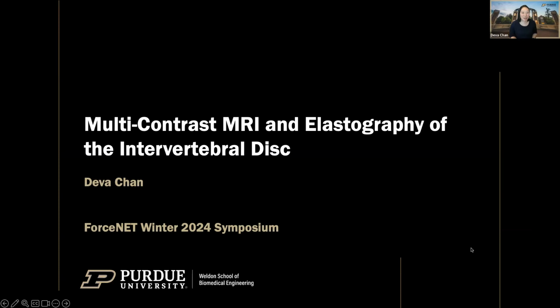Well, today I'm going to talk about a little sliver of all of that material that was in the introduction, and that's primarily going to be multi-contrast MRI and elastography of the intervertebral disc. This will mostly focus on one of our most recent papers. It's currently under review and in preprint as well, if you want to take a look.